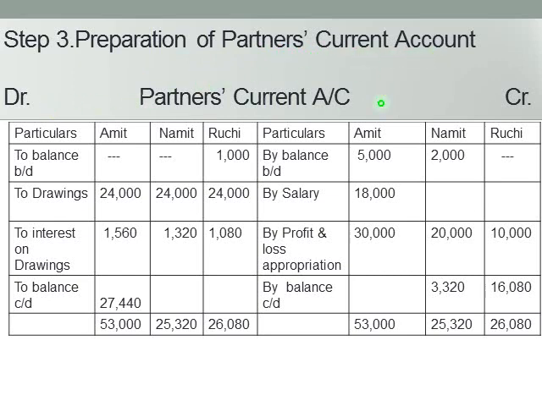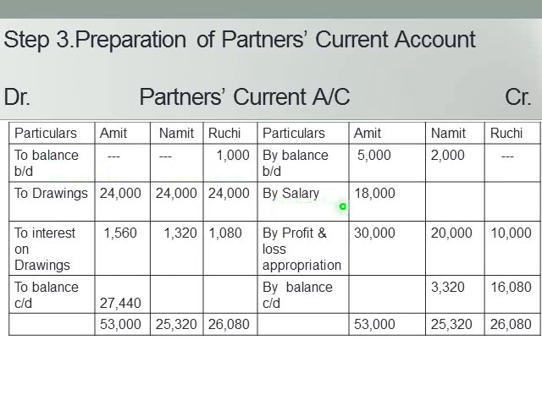It has two sides, debit and credit. On the credit side, we'll be writing their credit balances. Amit was having a balance of rupees 5,000. Namit, a credit balance of 2,000. But Ruchi was having a debit balance. So it will be written on the debit side as to balance brought down.